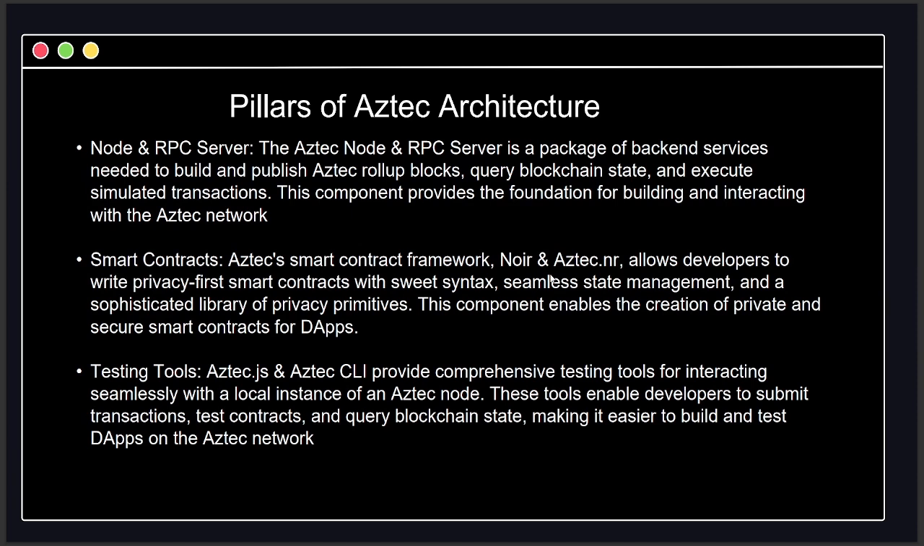Look at the pillars of Aztec architecture. Right? You have the node and RPC server. This is a package of backend services which are responsible for building and publishing Aztec rollup blocks, querying blockchain state and executing simulated transactions. The component provides a foundation for building and interacting with the Aztec network. Your smart contracts, Noir and Aztec.nr, allow developers to write privacy-first smart contracts with sweet syntax, seamless state management, and a sophisticated library of privacy primitives. This component enables the creation of private and secure smart contracts for dApps. You have testing tools. Aztec.js and Aztec CLI provide comprehensive testing tools for interacting seamlessly with a local instance of an Aztec node. These tools enable developers to submit transactions, test contracts, and query blockchain state. It makes it easier to build and test the apps on the Aztec network.